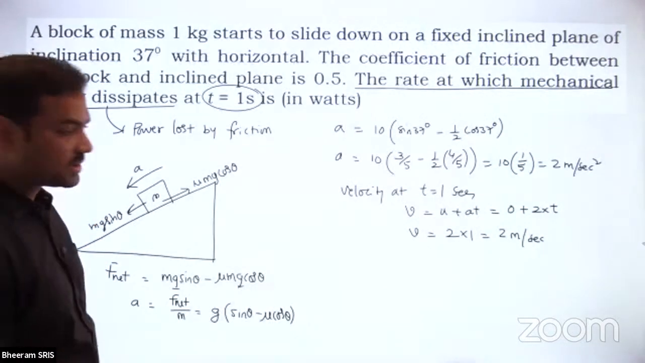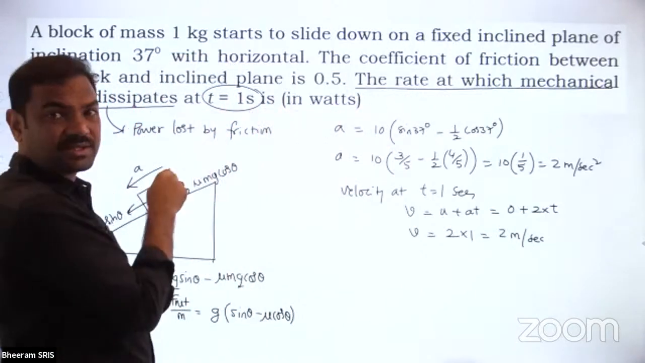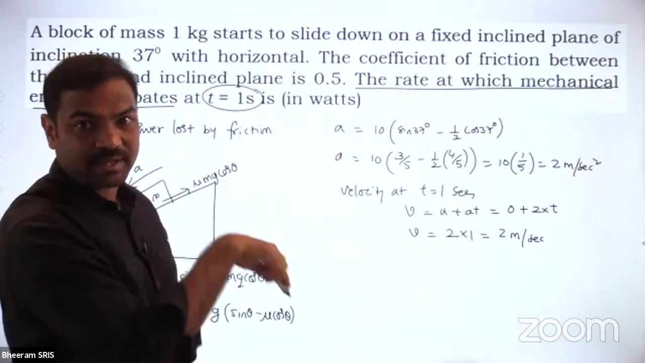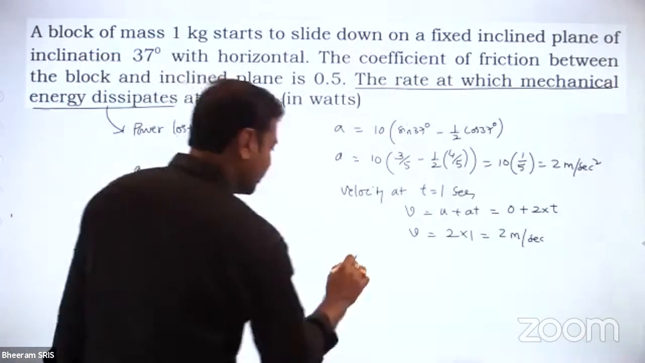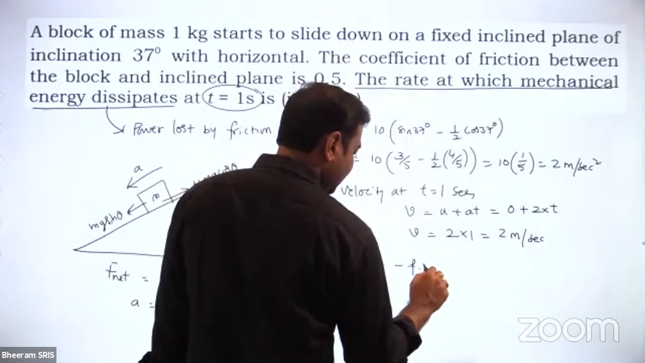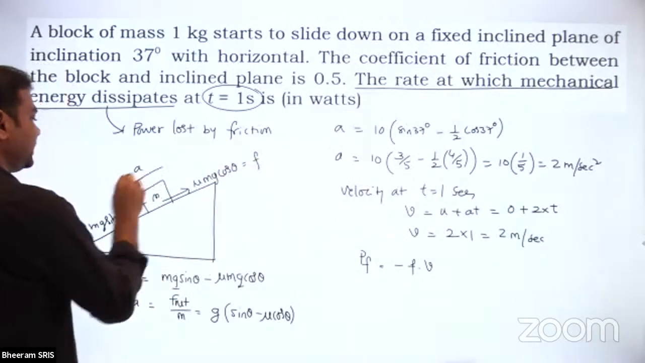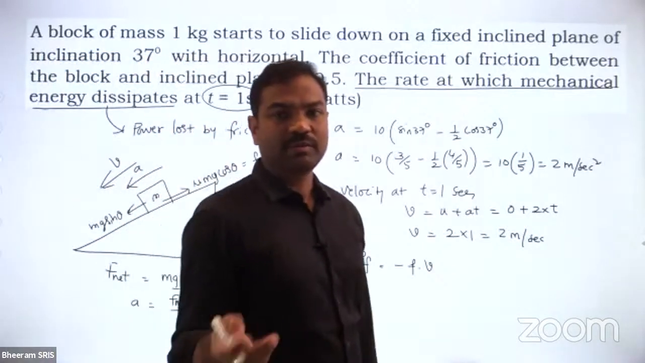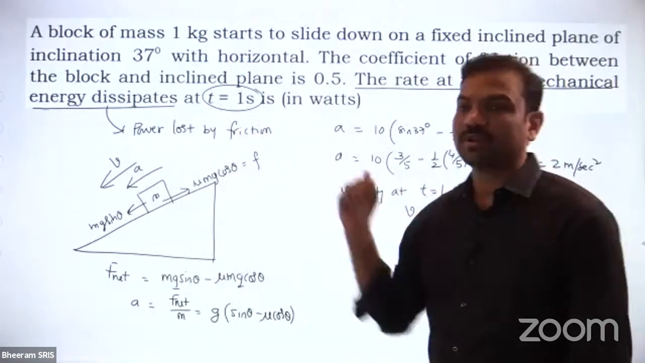Power by friction means you also have to find out the friction force. All of you understood the rate at which mechanical energy dissipates. Mechanical energy is being lost because of friction only. Rate means energy by time, which gives power. That's why they're asking for power by friction. Obviously we'll get negative, so minus F into V. Friction is acting upward and velocity is downward, so the angle between friction and velocity is 180. Then the power by friction is F into V into cos 180. Power is negative. That's why we write that it is lost.